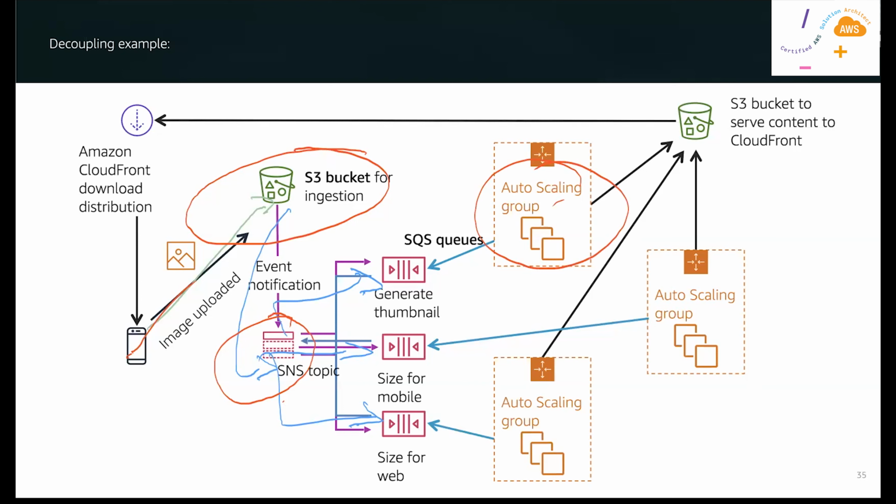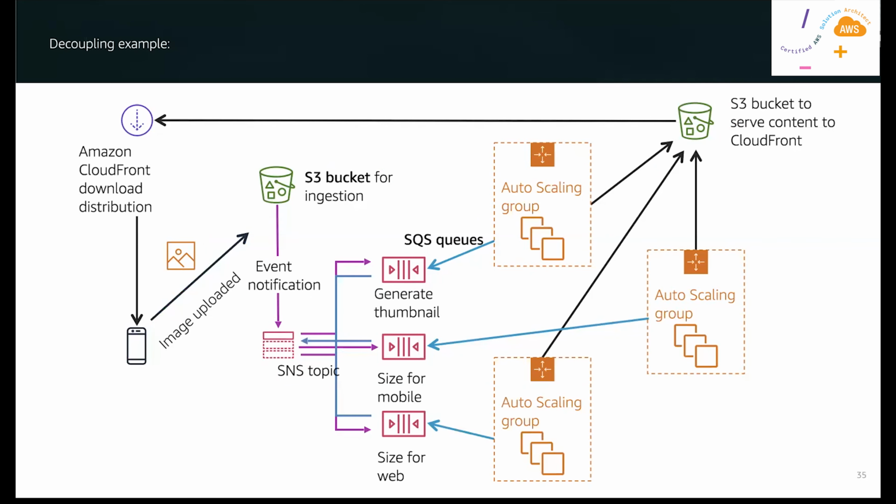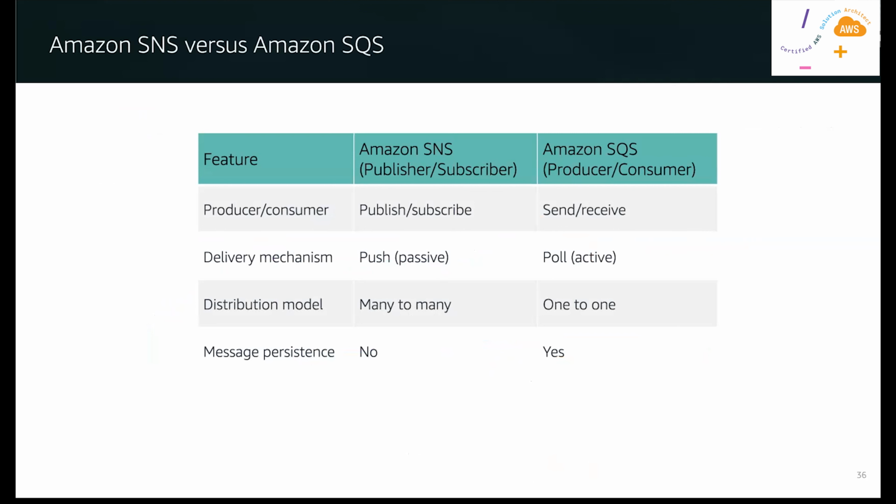Now, what are the differences between SQS and SNS? And this is seriously important for your understanding of both services and for the solution architect exam. Remember that SNS is a publisher-subscriber model. There is one service generating content to place in a topic. That topic has multiple subscribers. But in SQS, you have one service generating content and another service consuming that content.